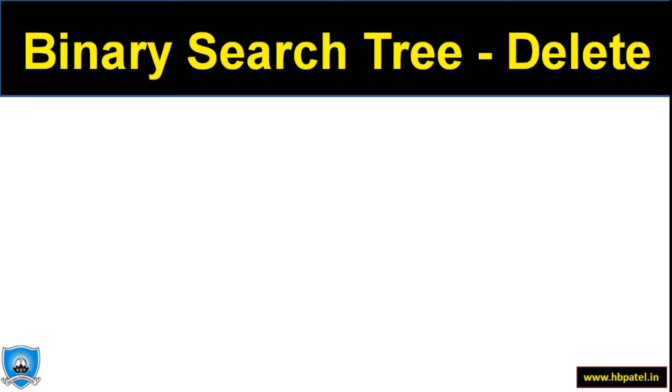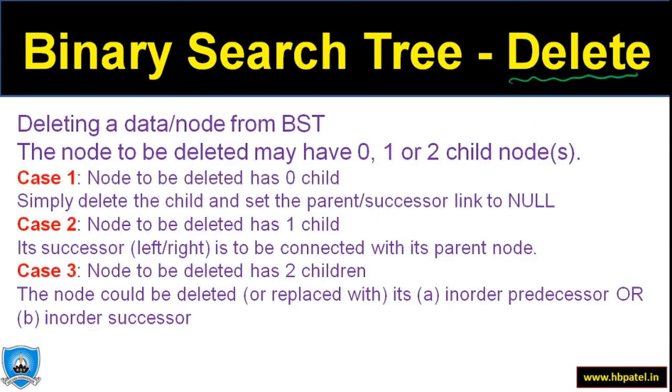Now if I move next, how can I delete something from a binary search tree? Like if the tree is already given, then how can I delete? So there are 3 different cases. Number 1, the node you wish to delete has no child, 0 child. Number 2, the node that you wish to delete has 1 child. And number 3, the node you wish to delete has 2 children. So these are the 3 cases that we are going to see one by one.